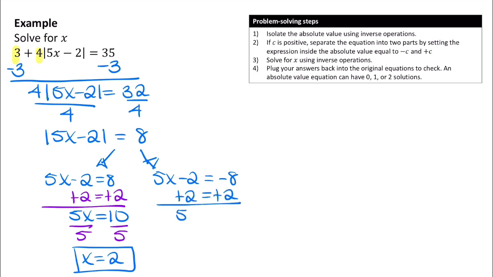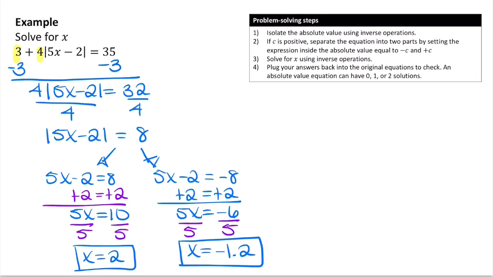And that's going to give me 5x equals negative 6. And then I'm going to divide both sides by 5. And that is going to give me x equals negative 1.2. So now I always need to go back and check my solutions to make sure that they work in my original equation.